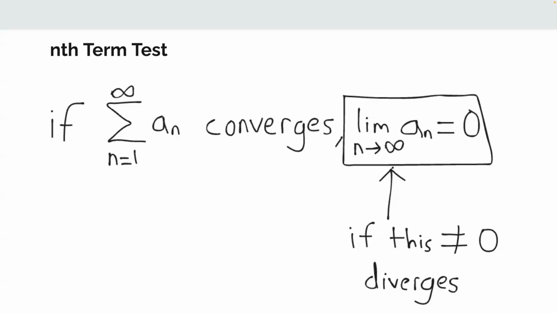All you need to know is that if it converges, then the limit of a_n as n approaches infinity, so the last element, the infinity element, will be equal to 0. It'll approach 0 if it converges. So that means if it's not equal to 0, then it 100% diverges. But if it is equal to 0, it's not 100% confirmed that the series converges.